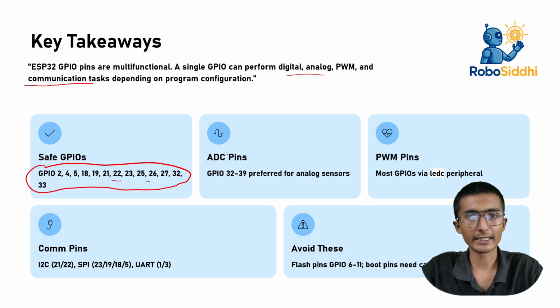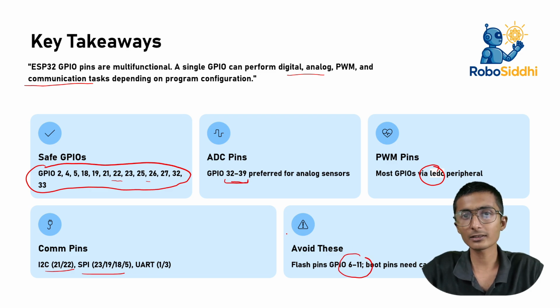When we need ADC pins, we are going to use the preferred pins. Pins 32 to 39 are ADC pins. Then for PWM pins, we have to use the LEDC function. Then for communication pins, we are going to use 21, 22 for I2C, 23, 19, 18 and 5 for SPI. Then for UART we are going to use 1 and 3. You have to avoid pin number 6 to pin number 11 because they are flash pins. They need extra care.